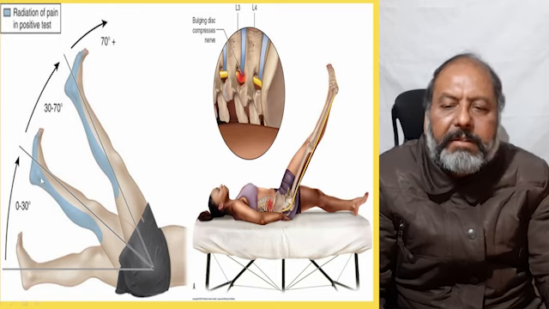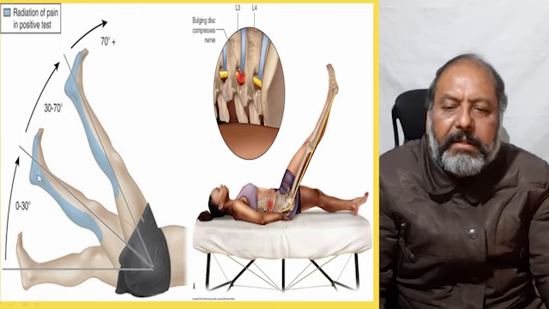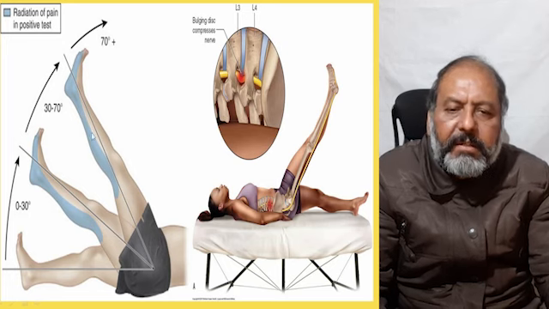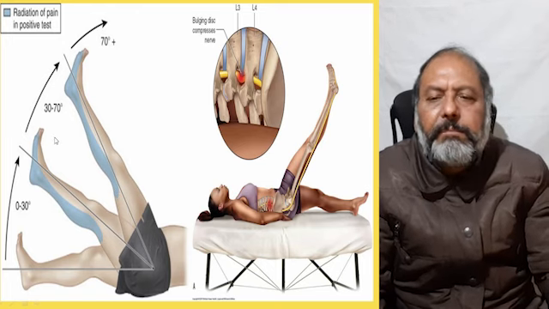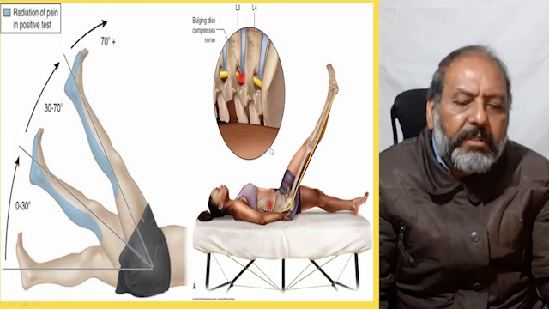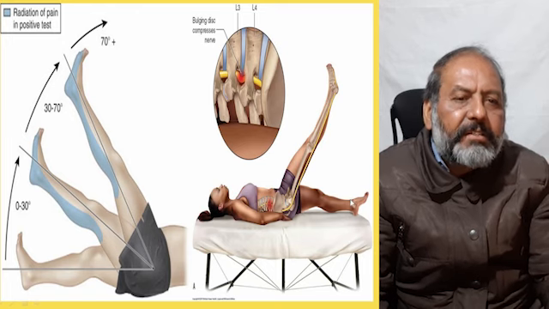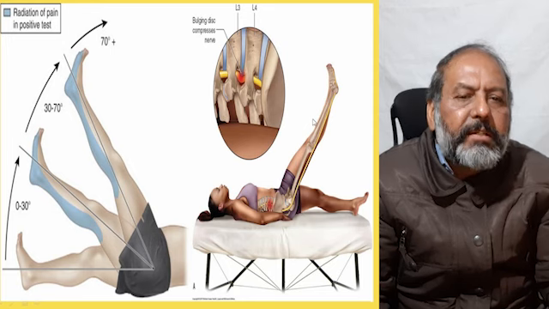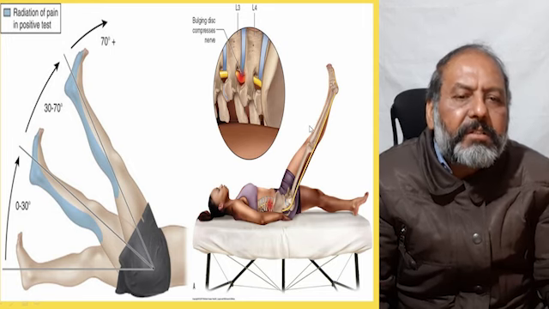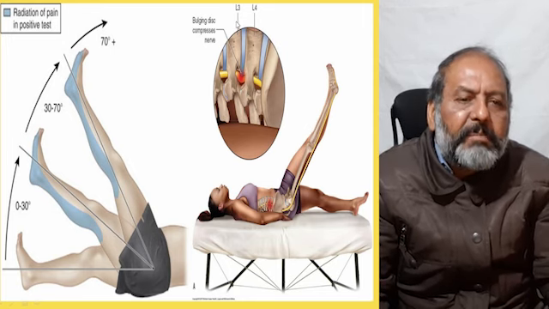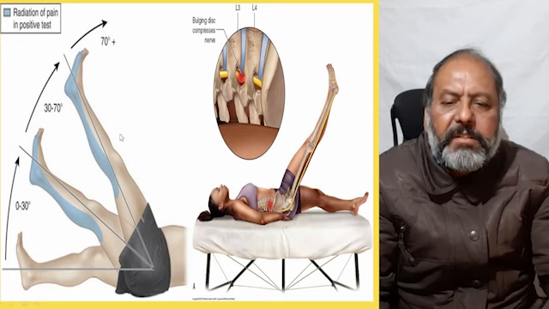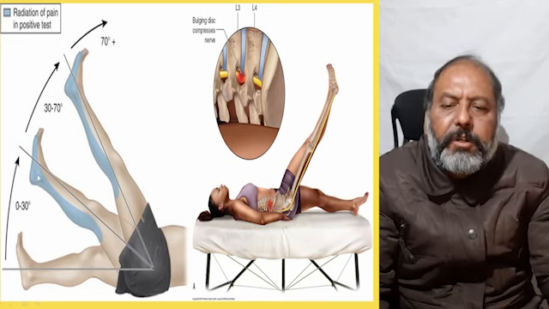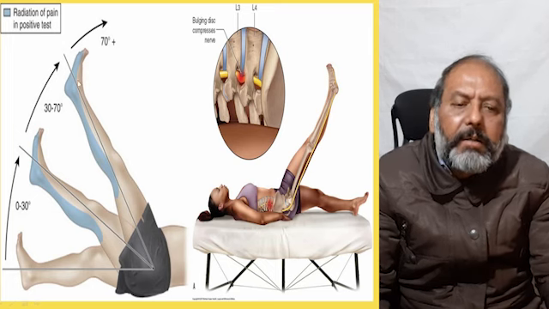Here one can see radiation of the pain in the positive test. When the leg is raised to 30 degrees there is pain in this region, and when it is raised up to 70 degrees the person has pain in this region. So this is the positive test. In this straight leg raising test, it compresses the spinal nerve root and the bulging disc at L3 and L4, which is causing pain in this distribution of blue in the leg.